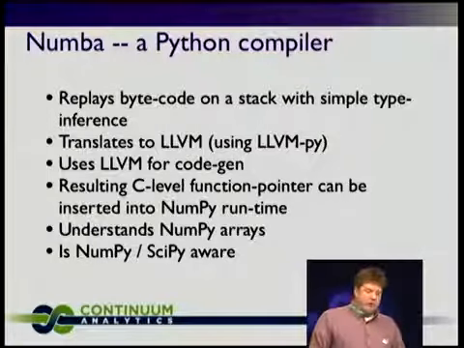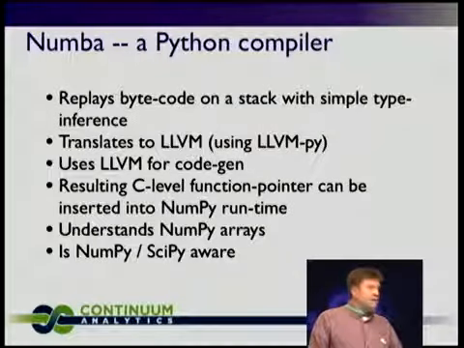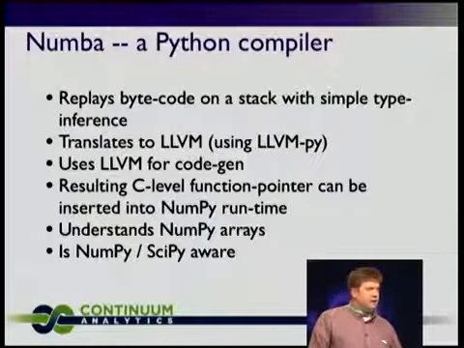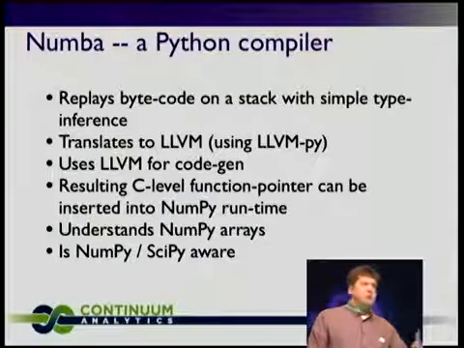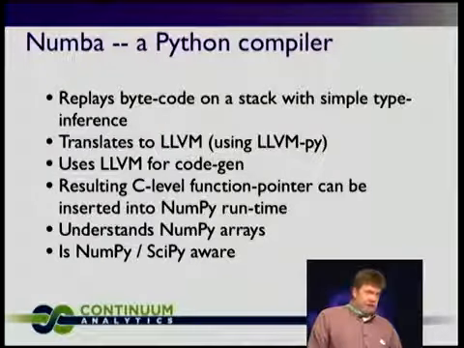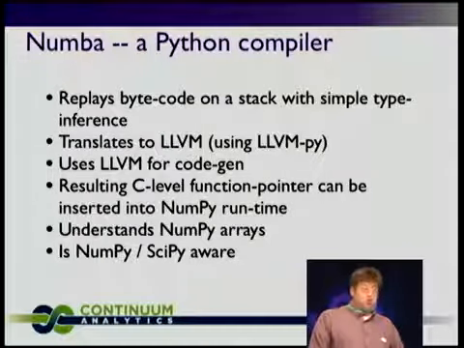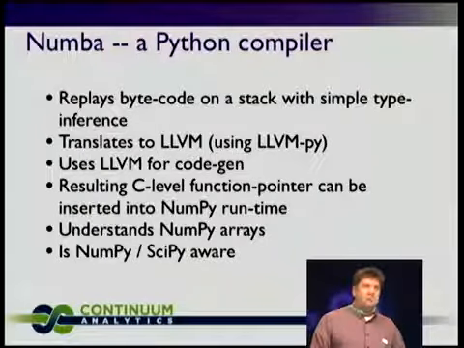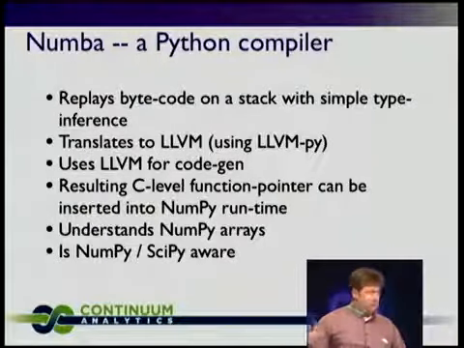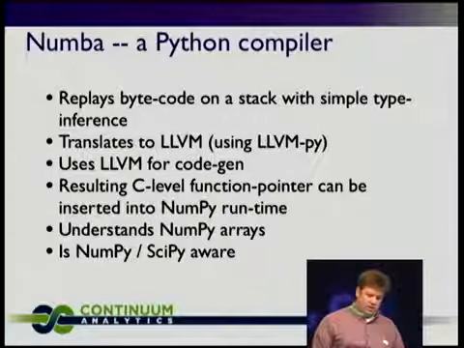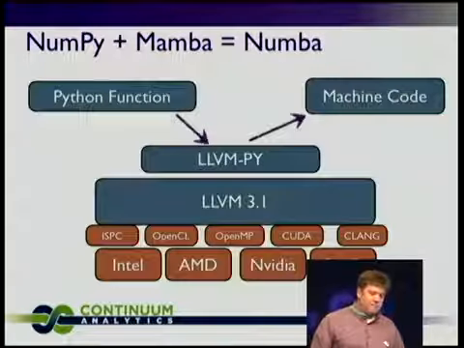This replaces bytecode on a stack with a simple type inference. It translates to LLVM using the remarkable LLVM compiler infrastructure. It's LLVM Py. I've resurrected that project. It now works on LLVM version 3.1, and it's all in GitHub. It uses the LLVM to do code gen and gives you back a C-level function pointer that can be inserted into the NumPy runtime at multiple places. And we're going to be modifying NumPy to allow it to receive more and more function pointers that it can use. And so it's NumPy and SciPy aware.